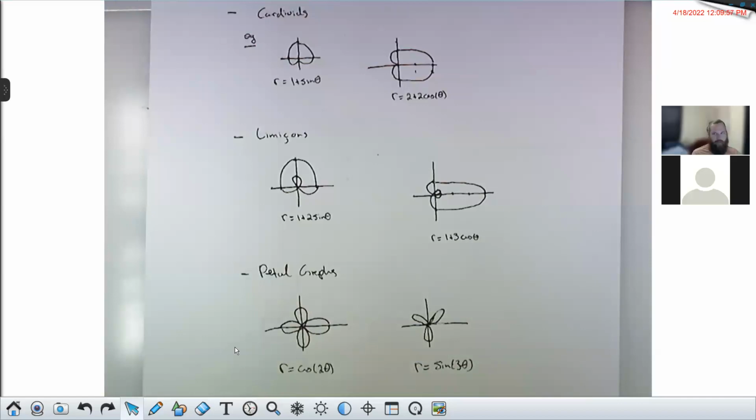Then in these last few minutes of class, what I want to do is show you tangents in polar coordinates.